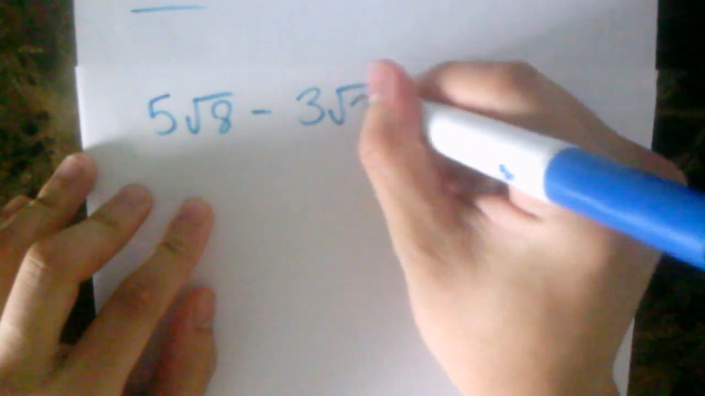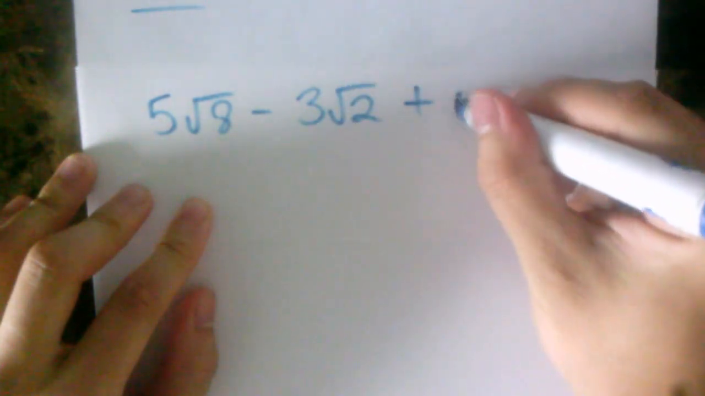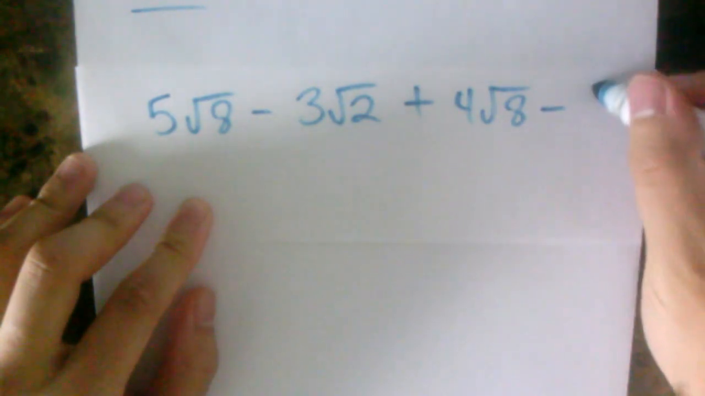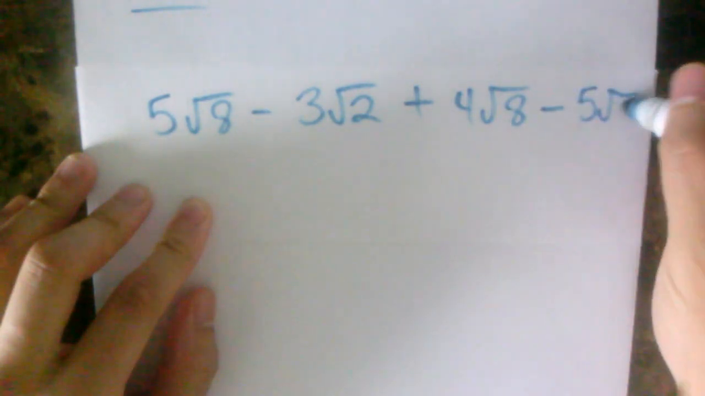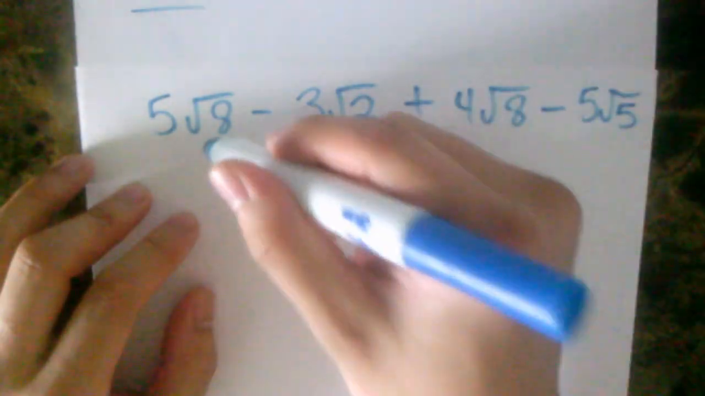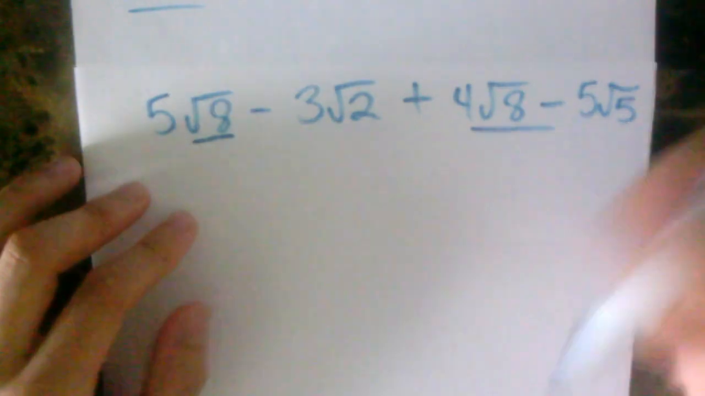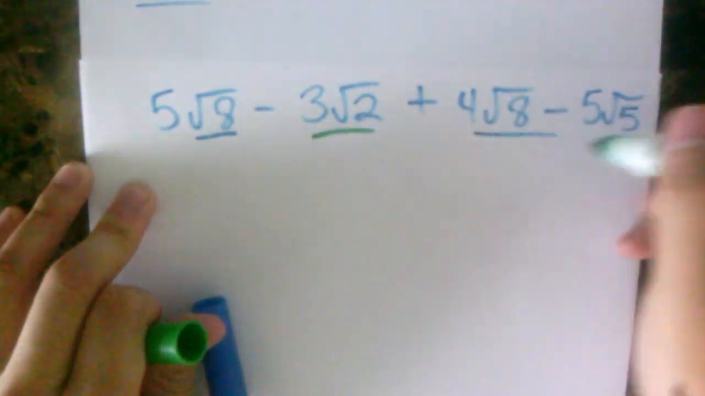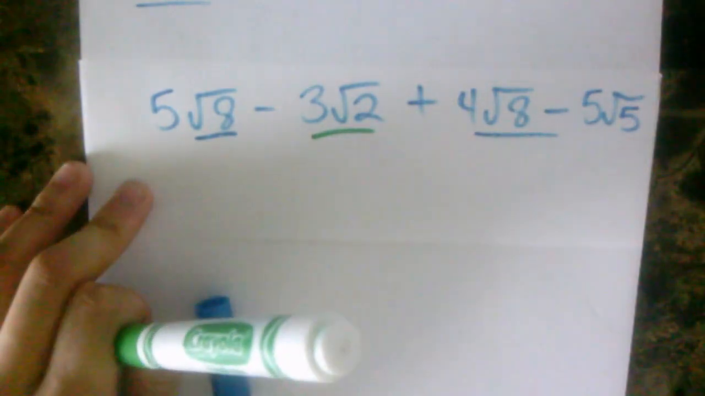So in any problem where I have a bunch of radicals, let's say, I don't know, 5 root 8 minus 3 root 2 plus 4 root 8 minus, I don't know, 5 root 5. This problem is fairly simple. You'll notice that these radicals are the same, and then you've got a root 2 and a root 5. Okay, and the root 5 will actually do an orange.